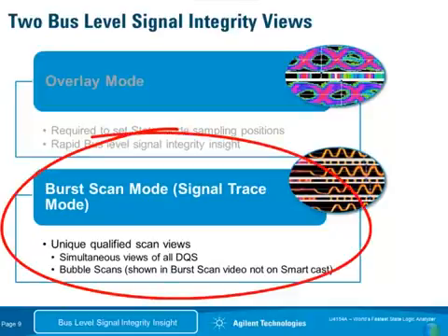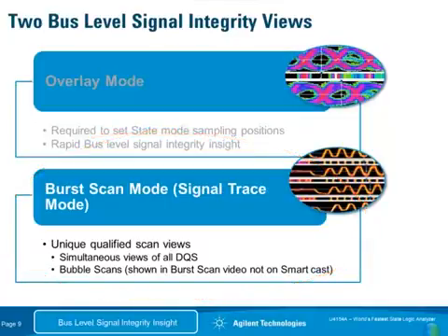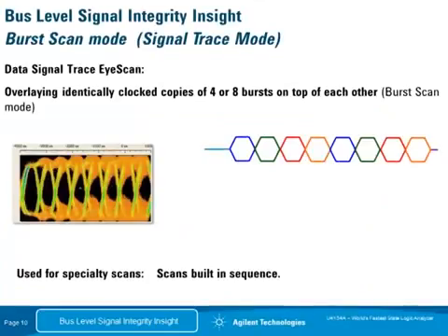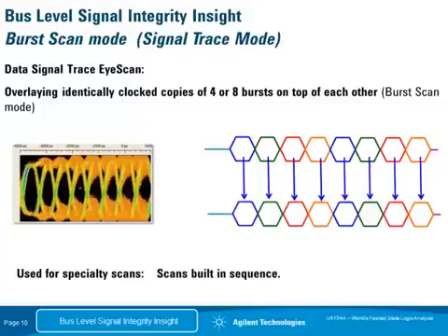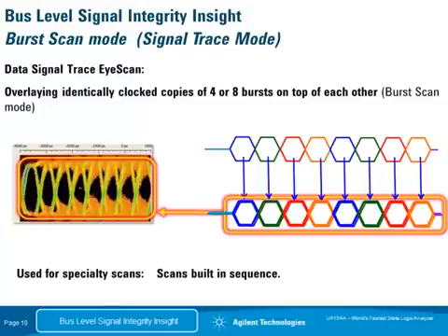Now that we've completed the overlay mode, we'll look at the second bus level signal integrity view, and that is the burst scan mode, also known as the signal trace mode. Here we'll look at a unique scan providing simultaneous views of all of the DQS in a system. To do the burst scan, we're going to overlay the copies of the burst, either a burst of 4 or 8, shown here as a burst of 8, and each time we overlay each sample on top of itself. So instead of overlaying all of the samples into one composite, we now see them fanned out, more like a scope would show us.